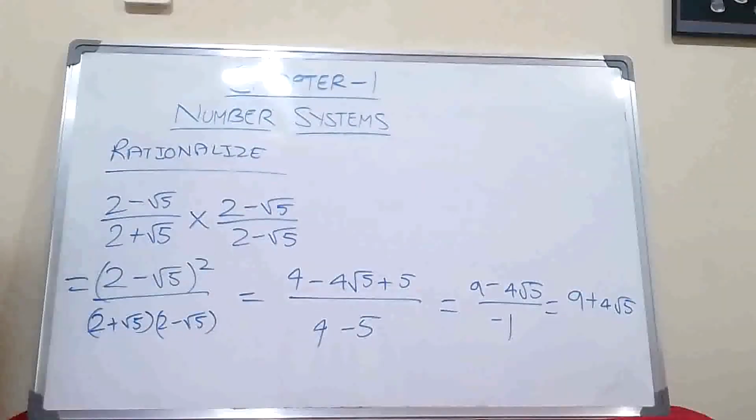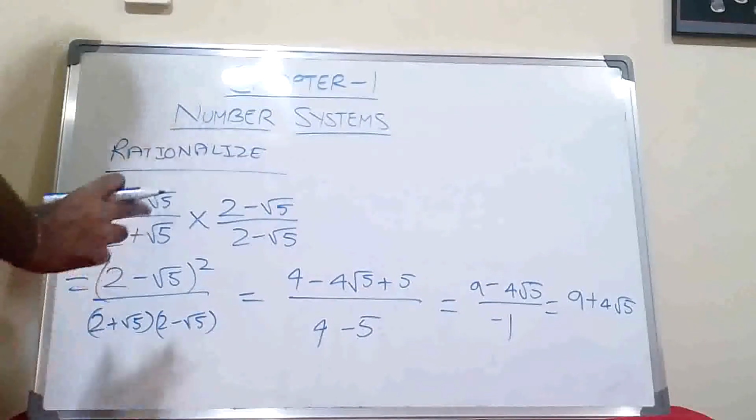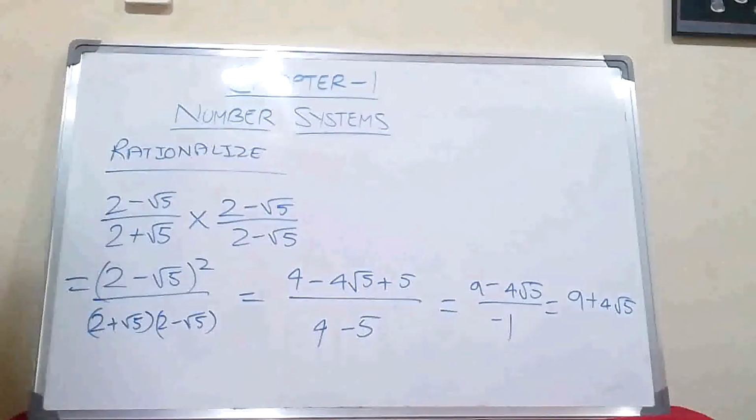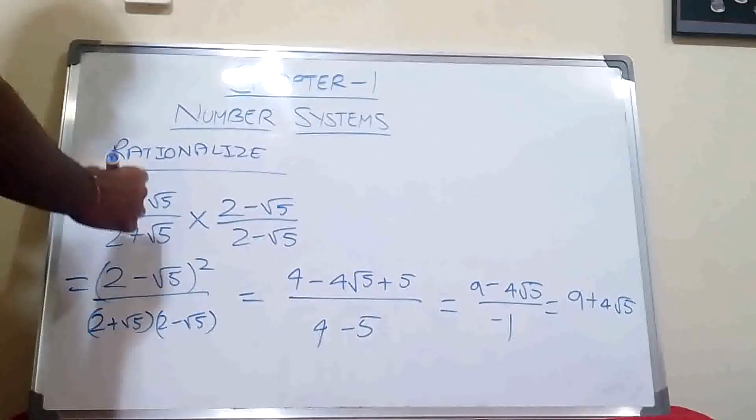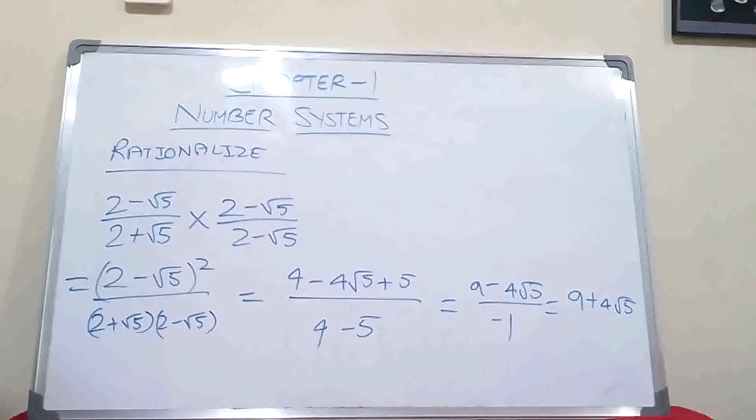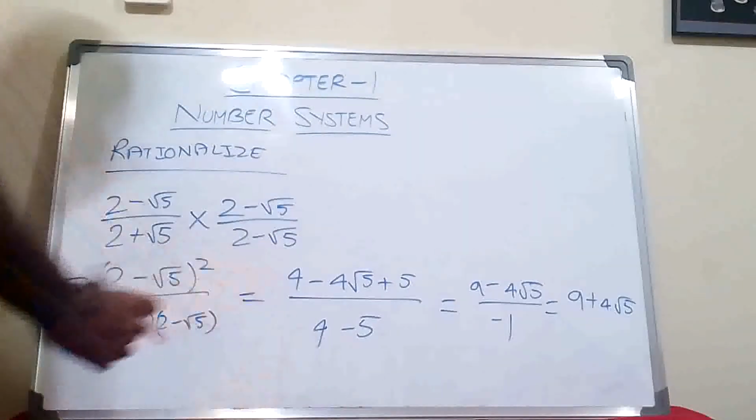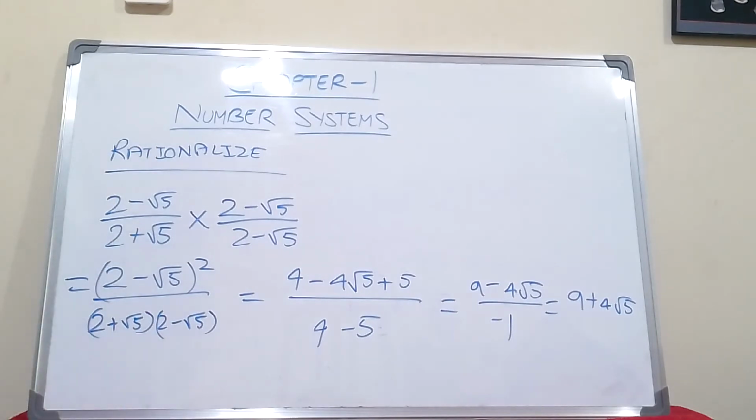This is how we rationalize. Here again we can see that we have to use identities. That's why I have told that identities are very important for rationalization, and with that even multiplication. So here we can see 2 minus root 5 by 2 plus root 5, we multiply by its conjugate. Using the identities we solve the first part, and then we solve the denominator, and that's how we get the answer 9 plus 4 root 5.